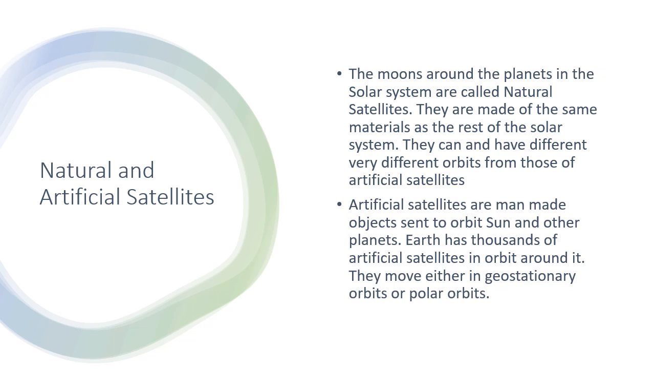Those are the man-made objects that have been sent from Earth using rockets to orbit the sun and other planets. Earth already has more than thousands of artificial satellites around it. Now, when we come to artificial satellites, they have two specific paths that they take. Either they will be in the geostationary path or they will be in the polar path. Now, what do all those things mean? I'll tell you in the next slide.